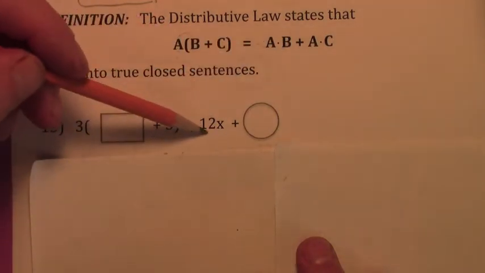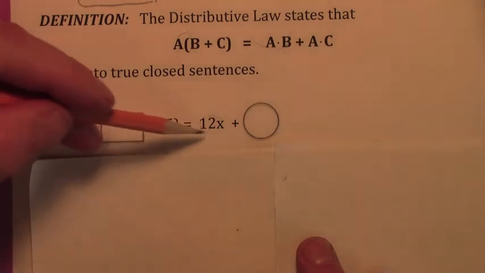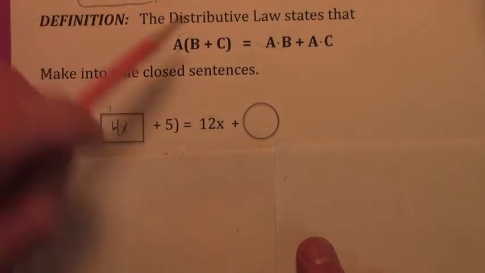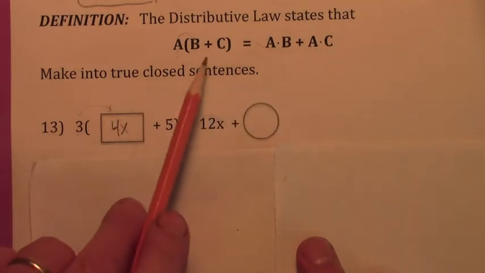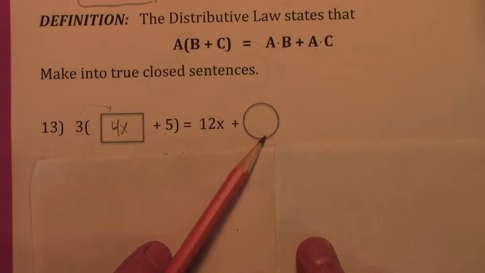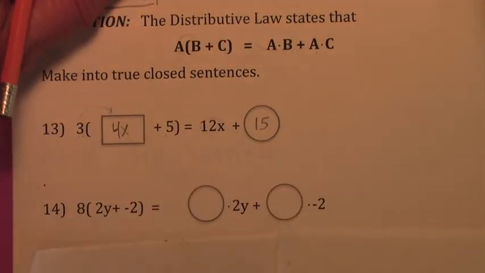Well, this first term is 12x. That means that this times this has to be 12x. So what do you multiply 3 by to get 12x? This has to be 4x. You see? And this last term here, A times C, is the product of this number times this number. So what is this times this? What does this last number have to be? 15.